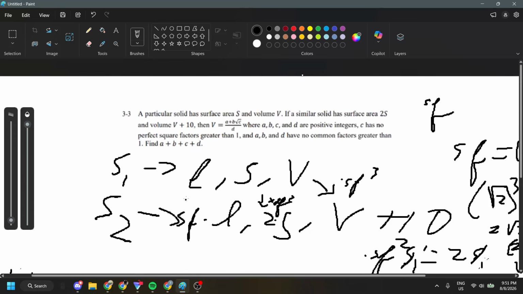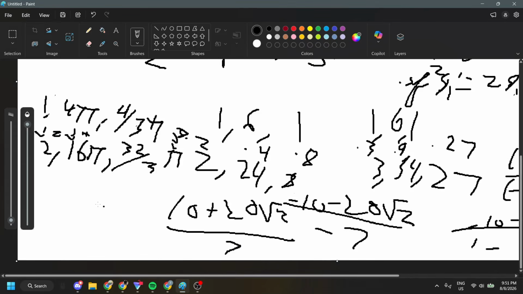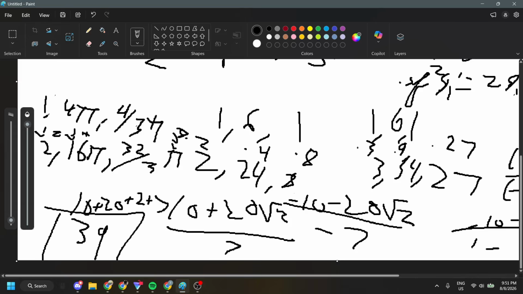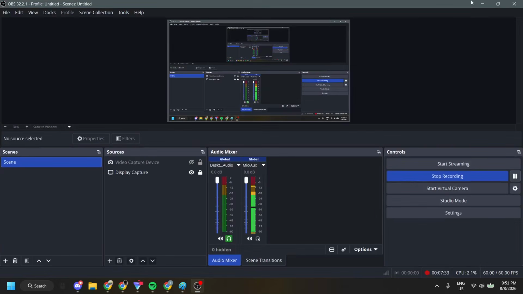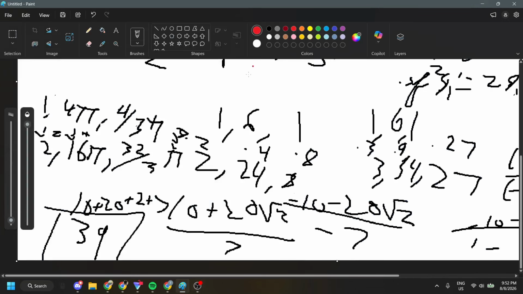Wow. So just add these all together. 10 plus 20 plus 2 plus 7 is 39. Let me check. Holy cow, I actually got that right. Holy cow. And I even did it simpler than they did. They used the quadratic formula, I used something else.